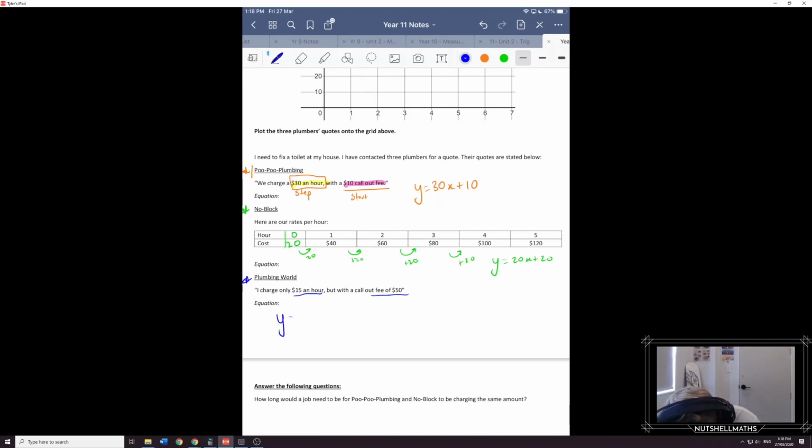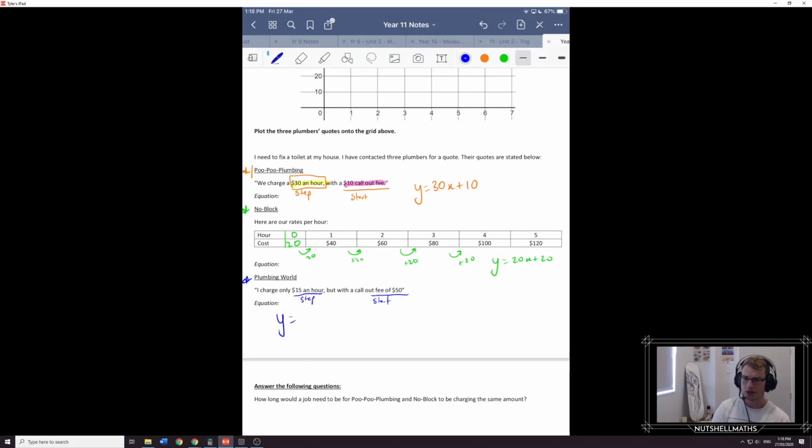So y equals, this one is going to be our step. This one is our start. A call out fee is how much it costs even if you don't work anything, right? A call out fee is if I call a company and get them to come to my house before they even do any work, before they spend any time doing it, at the 0th hour they charge $50. Right? It's super common, it's super normal.